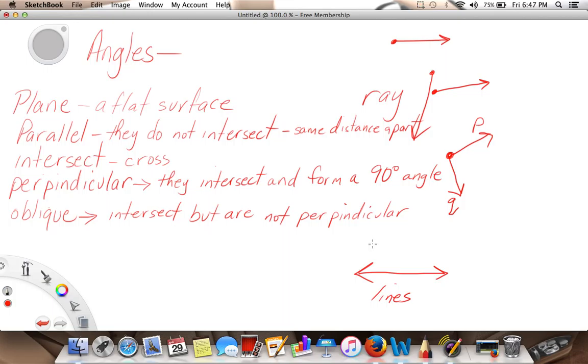Okay, now when lines intersect, angles are formed. So you can use lines that intersect to form angles, but also you can use rays that intersect to form angles. Okay?